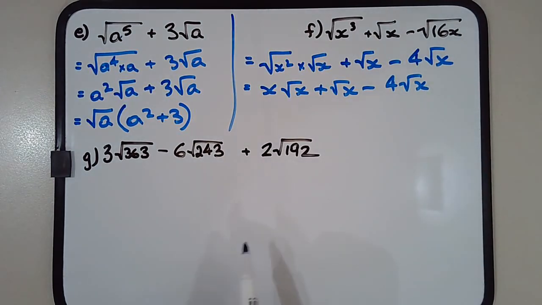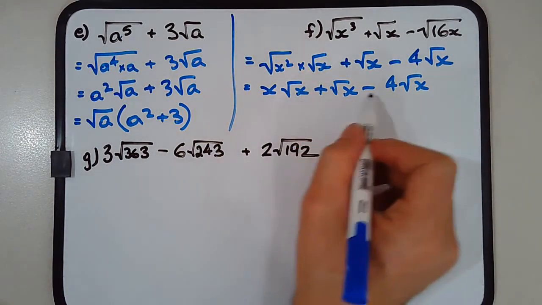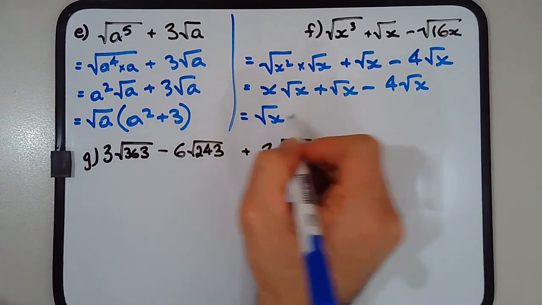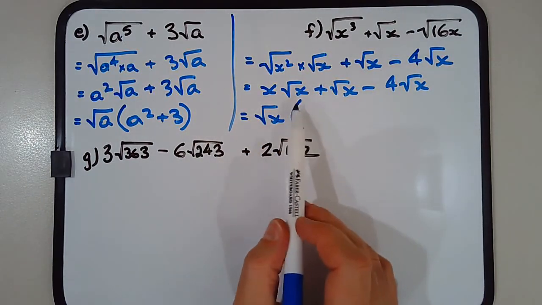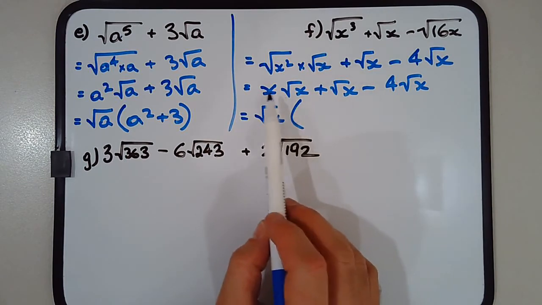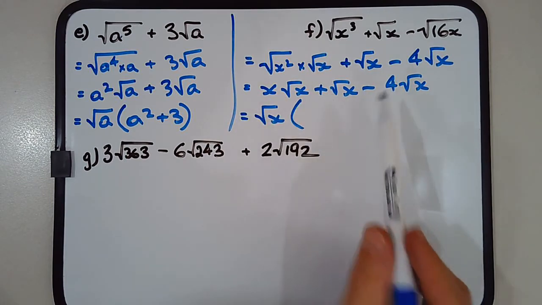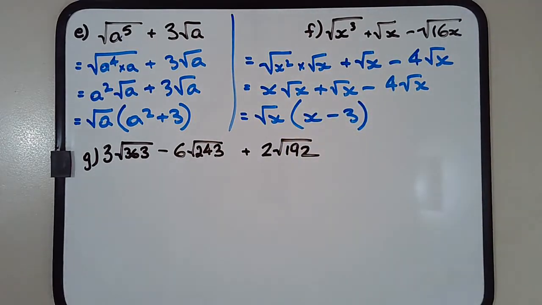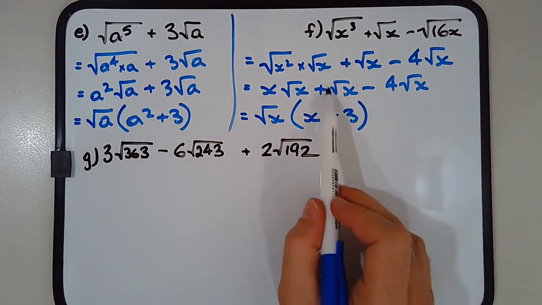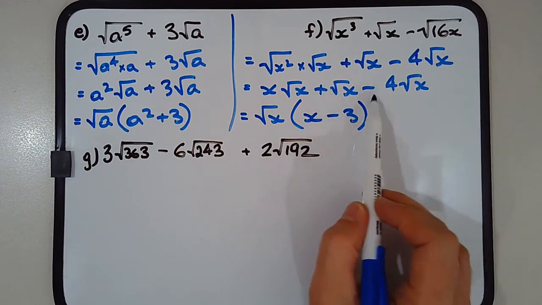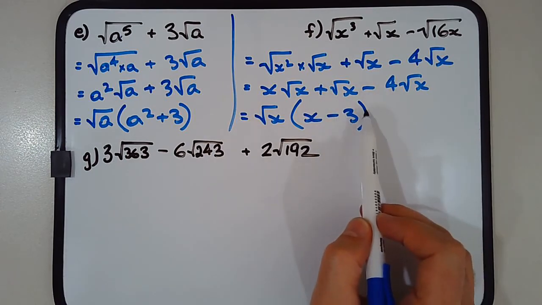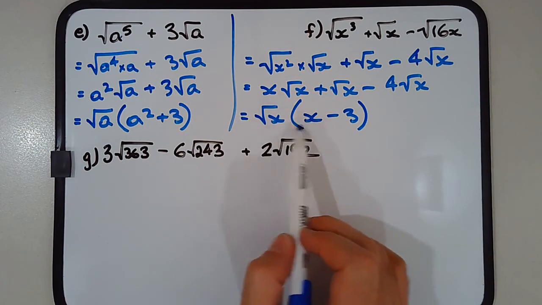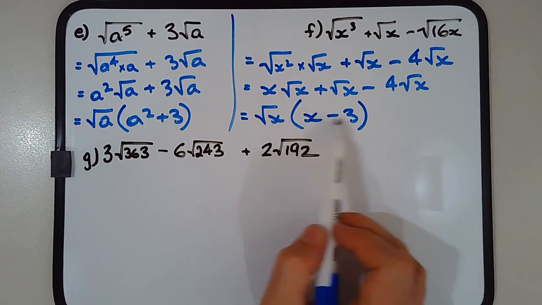Can we simplify, combine, factorize perhaps? Yes, of course we can. In fact, we can take out square root of x as a common factor, and you end up with x plus 1 minus 4. So it's going to be x minus 3. I hope we're happy with that. If you're not convinced, that's plus 1 root x minus 4 root x, which is negative 3 root x. And this is x root x here. So taking out the root x as a common factor, you end up with x minus 3.